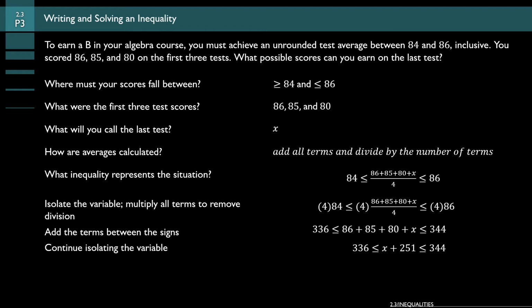Again, isolate your X by subtracting 251 from all sections. That's going to leave you with 85 is less than or equal to X is less than or equal to 93. So in order to get a B in your algebra course, you're going to have to get somewhere between an 85 and a 93 on that final test.